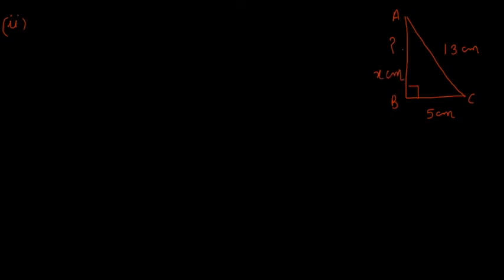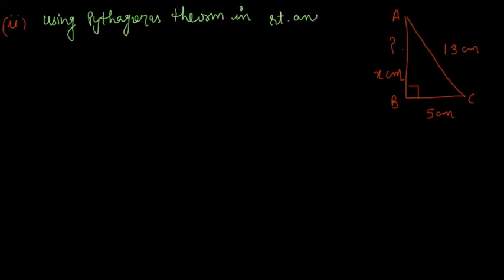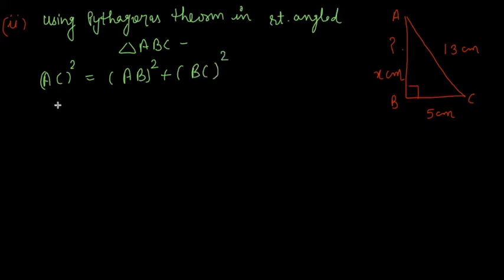Okay, so we will again make use of Pythagoras theorem. The only difference will be that you have to make certain transitions from left to right or right to left. So again we will write, using Pythagoras theorem in right angled triangle, and we have named it as ABC. Hypotenuse square, means AC square, is equal to perpendicular length, which is AB square, plus base square, right? AC is how much? 13 square is equal to AB, means x square, plus BC, your 5 square.